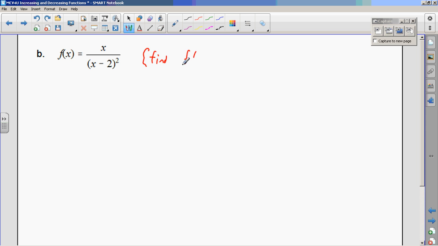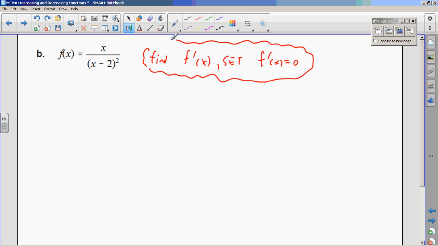Pen's not working. Oh, there it goes. Seems to be a theme in this calculus deal, taking the first derivative and setting it equal to 0. All right, well, let's do that. Looks like a quotient rule to me, although some of you may prefer to write this as a product rule with a negative exponent. I'm going to leave it like this.